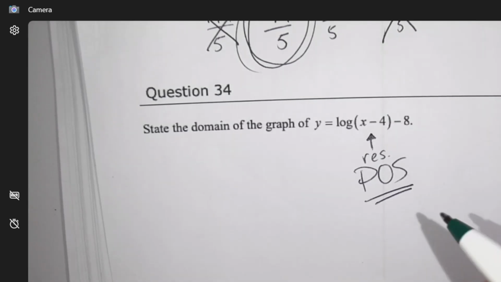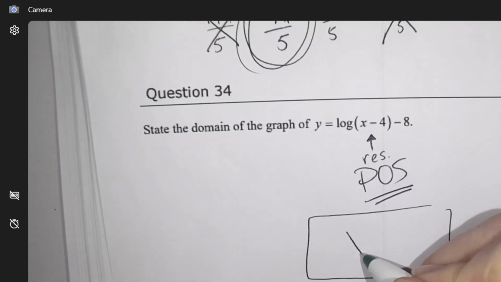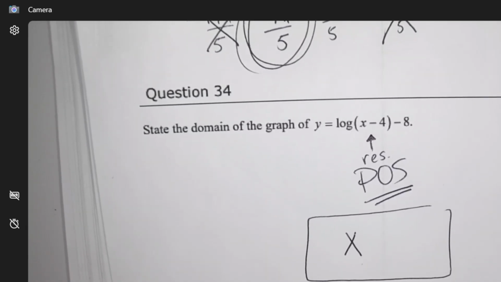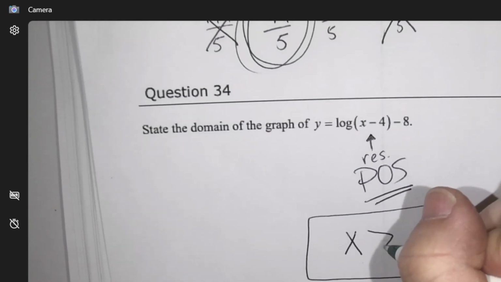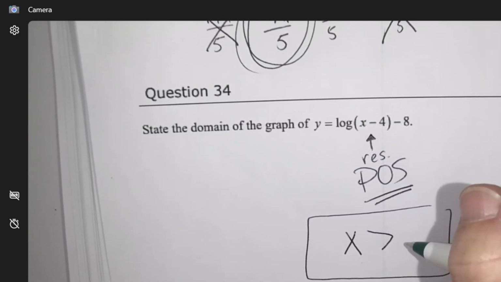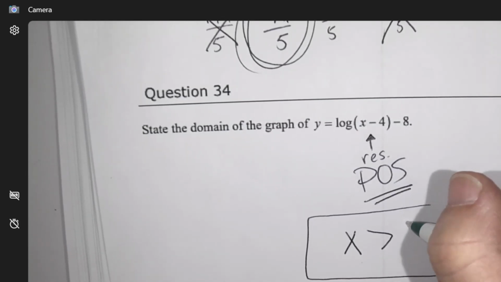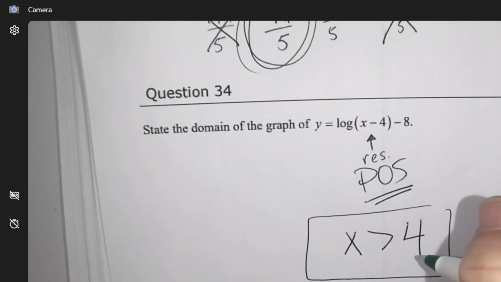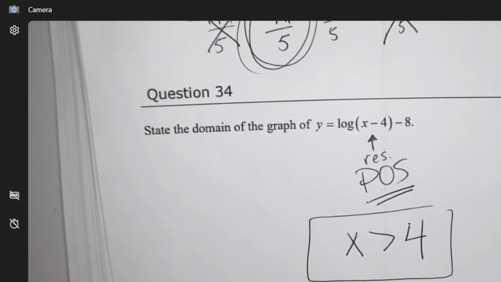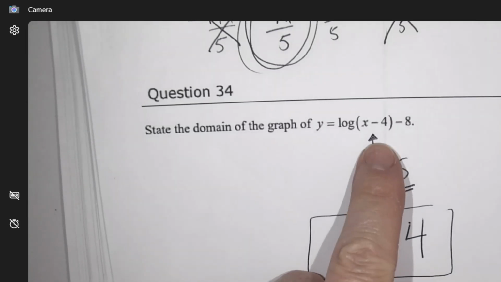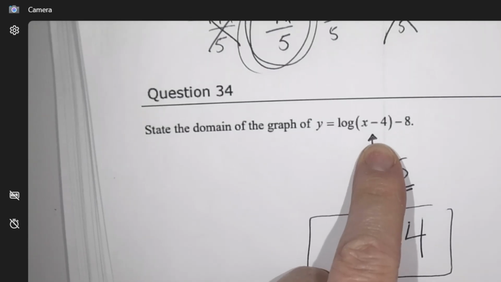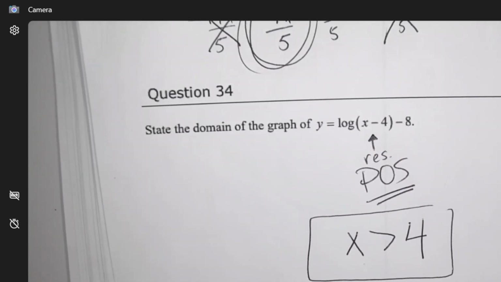How do you write something about x? X has to be greater than 4. You have to stay greater than 4. Not equal to, because then if you're equal to, you're 0. Right? 4 minus 4 is 0. 0 is not positive. There's 3 types of numbers: negative, 0, positive. 0 is not either one of them.